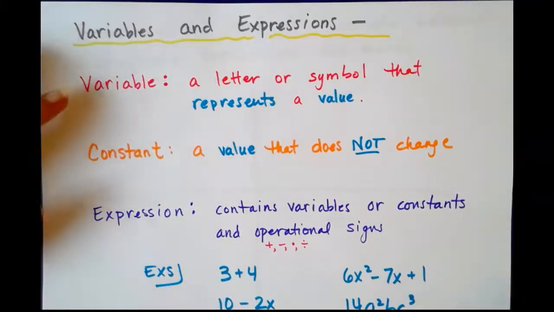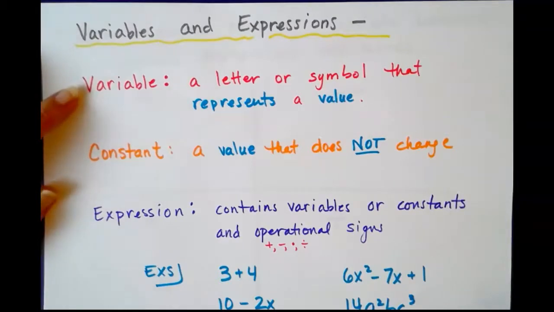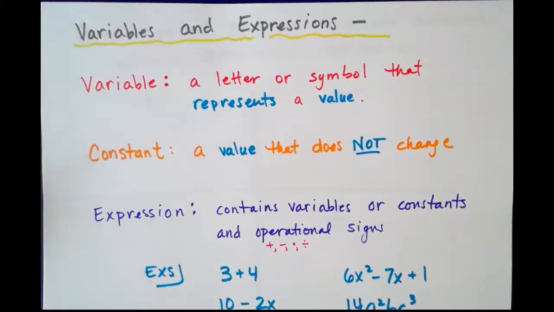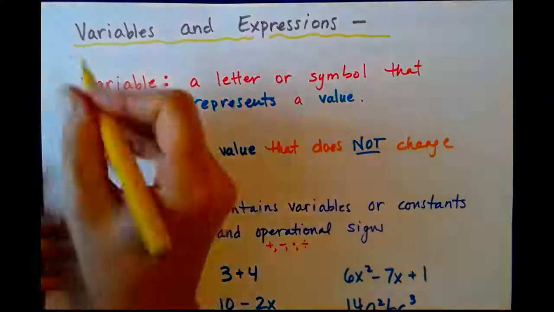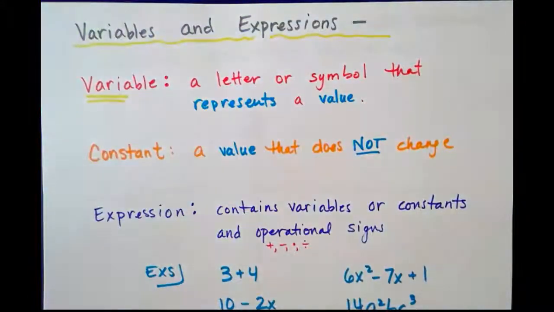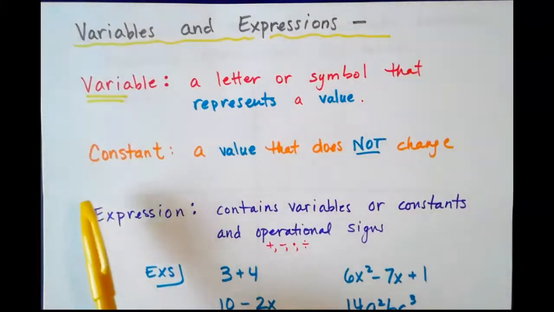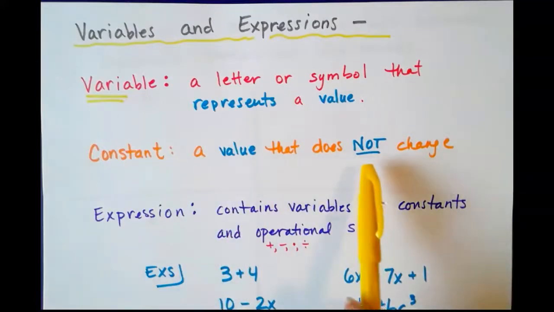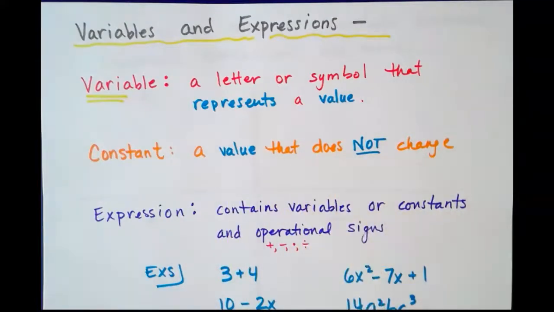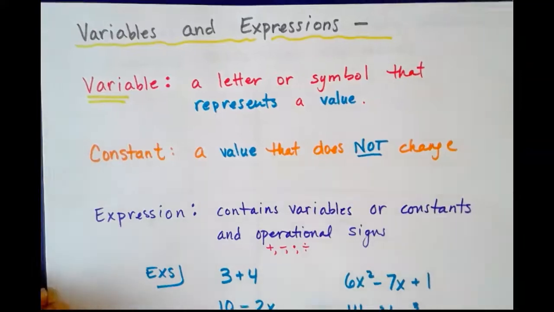So first of all, a variable is a letter or a symbol that represents a value. And obviously, since the root word of variable is to vary, the variable can change. It can be defined as something, we can solve it for something, but it can vary. That's a variable. A constant obviously is something that doesn't change. It is a value that does not change. And normally it's just a whole number.